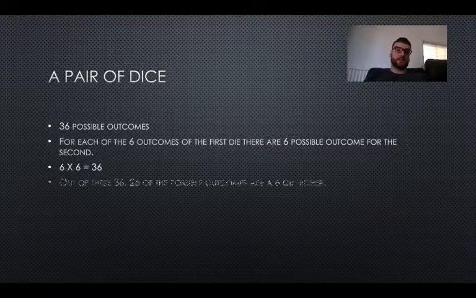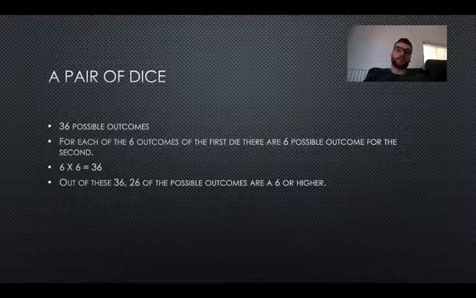So 6 times 6 is 36. So yeah, out of these 36, there are 26 possible for a 6 or higher. So we should have a much higher probability of rolling a 6 or above.